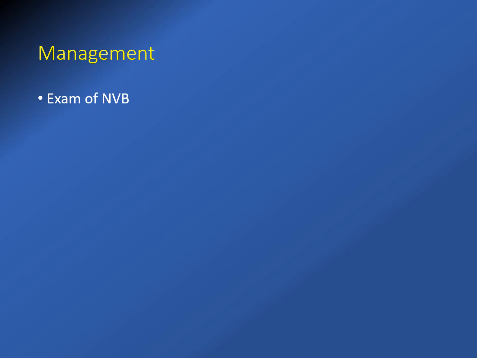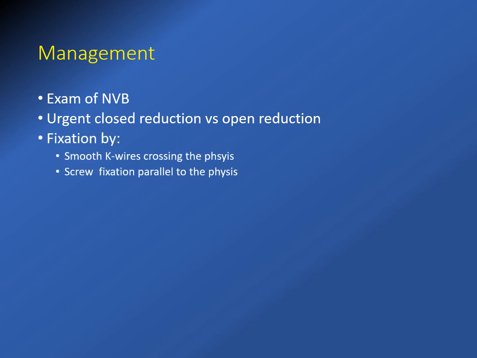For management, you have to assess the neurovascular bundle on the affected side. You have to make sure that there is a good pulse at the distal part of the extremity and that there is no injury of the vessel. And you have to obtain urgent closed reduction or open reduction to avoid compression over the popliteal vessel, and then the fixation is usually by smooth K-wires if you're planning to cross the physis, or screw fixation.